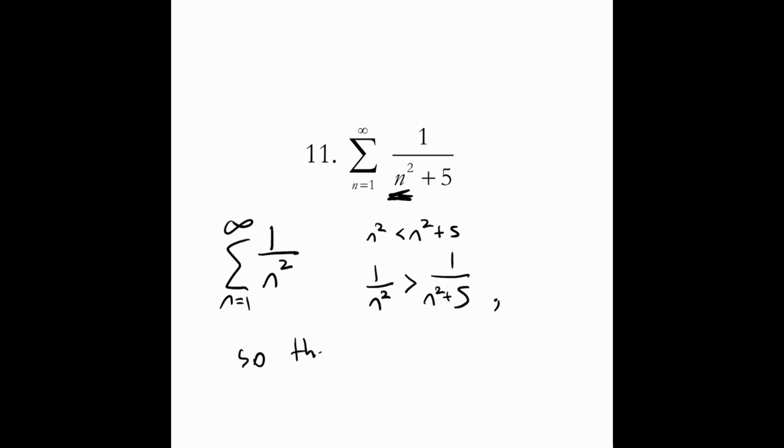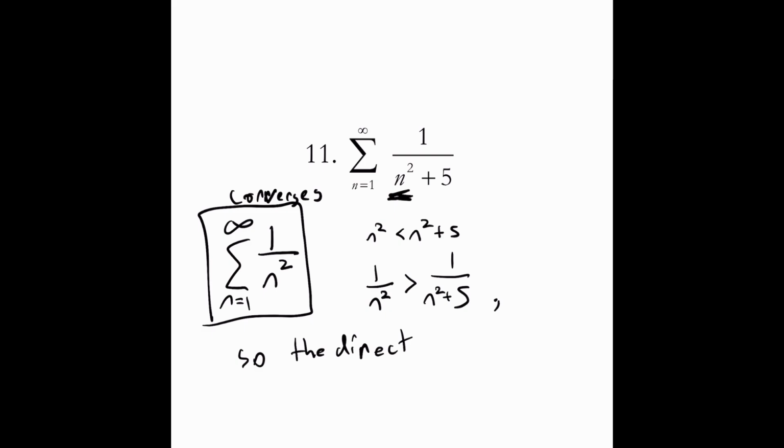So I'm skipping a step, I guess, and by saying that we recognize that this is a p-series which converges, or you do the integral test if you want to go that far. p is greater than 1. So the direct comparison test says that this series converges as well.